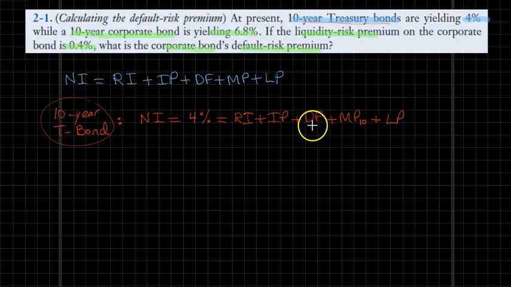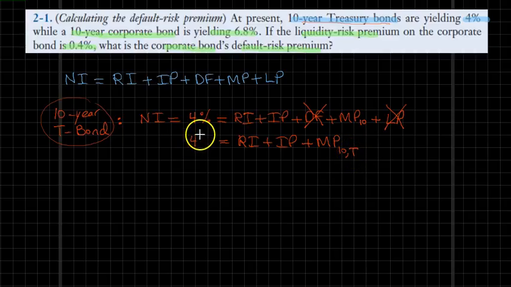In fact, because this security is issued by the US Treasury Department, by assumption, we believe that the US government will never default, and as such, the default risk premium and the liquidity premium vanish, so they are both equal to 0. That significantly simplifies our formula. So the real risk-free interest rate plus the inflation risk premium plus the maturity premium for the 10-year treasury bond, and I can put a letter T to represent that it's for the treasury bond, is equal to 4%. So that's our first equation.